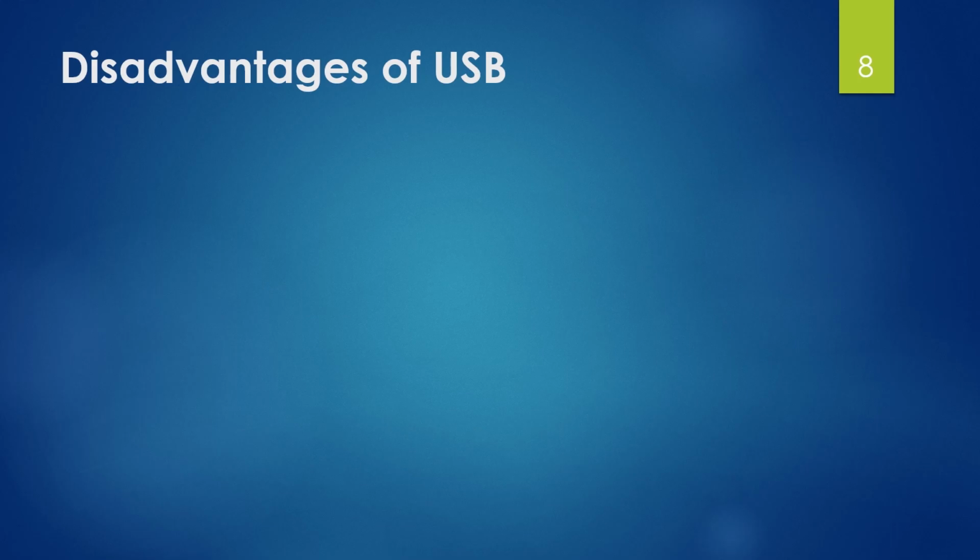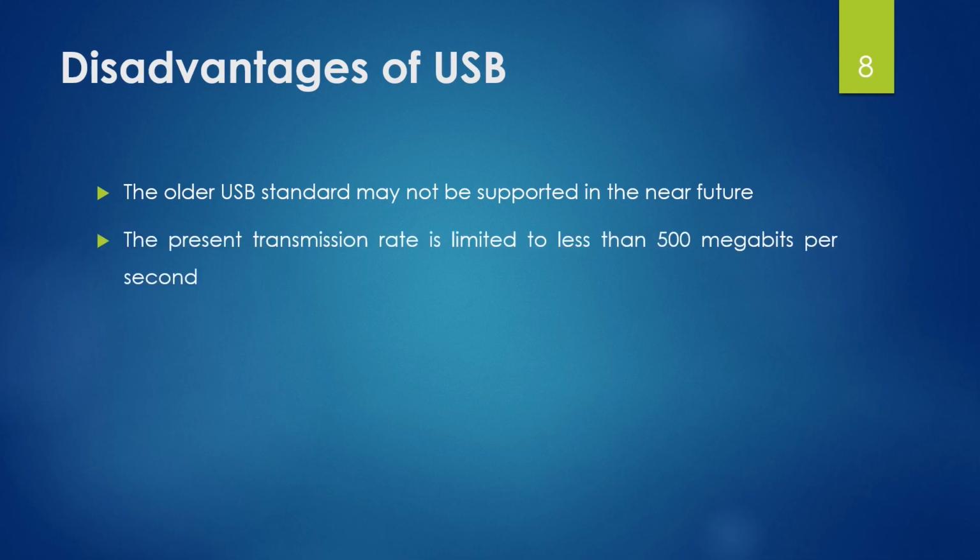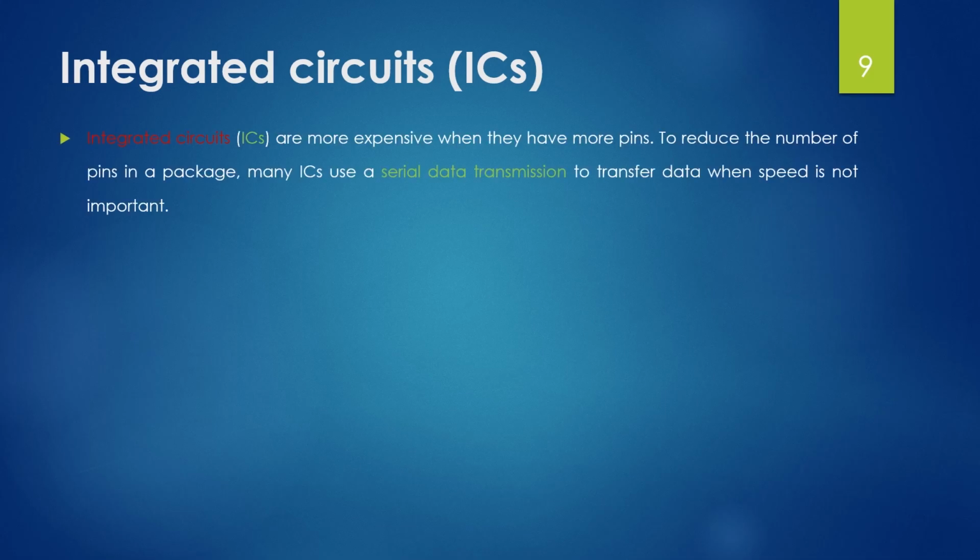Disadvantages of USB. The older USB standard may not be supported in the near future. The present transmission rate is limited to less than 500 megabits per second, and the maximum cable length is presently about 5 meters. Integrated circuits. Integrated circuits are more expensive when they have more pins. To reduce the number of pins in a package, many integrated circuits use serial data transmission to transfer data when speed is not important.